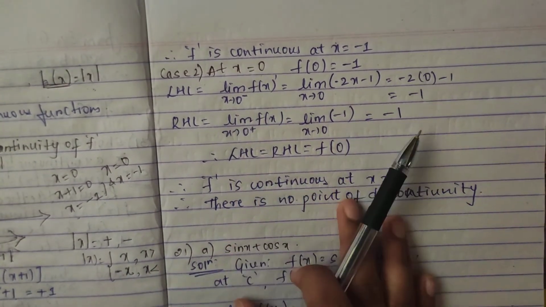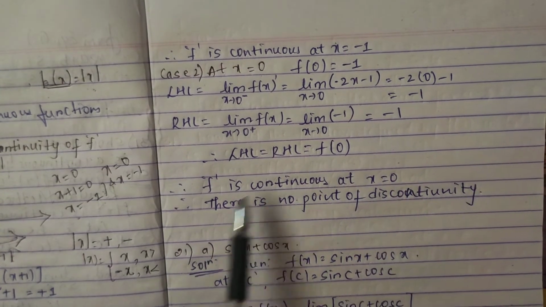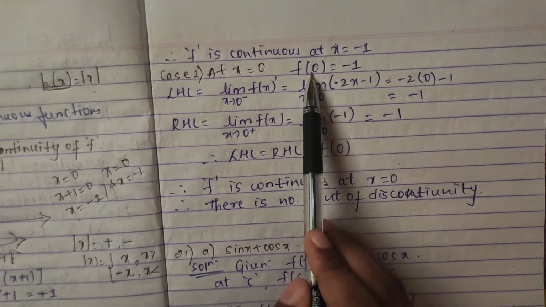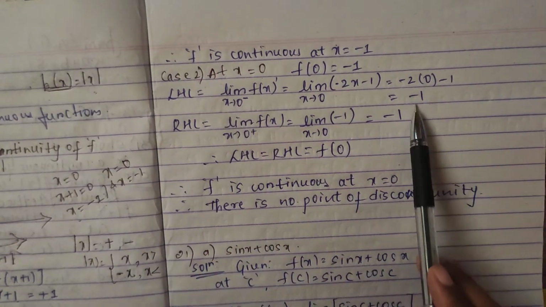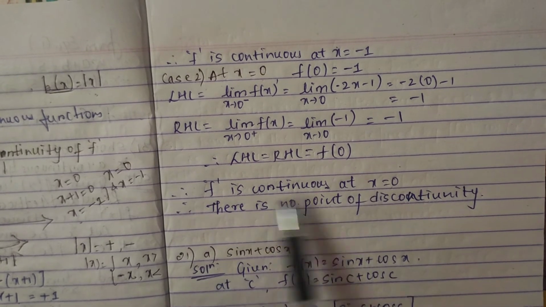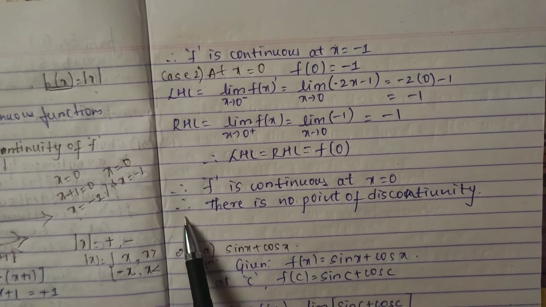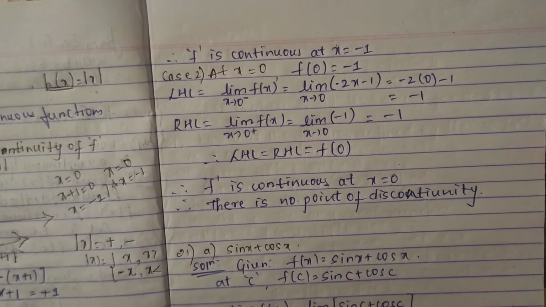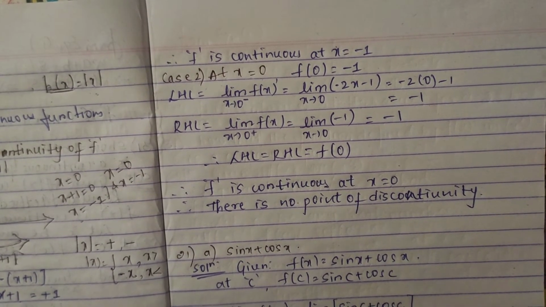I have written it, go through it. At the last you will get f is continuous at x equal to 0 too. At f of 0 you are getting minus 1, LHL also you will get minus 1, RHL also you will get minus 1. So three conditions are equal. So f is continuous at x equal to c. Therefore there is no point of discontinuity. For this question there is no point of discontinuity.